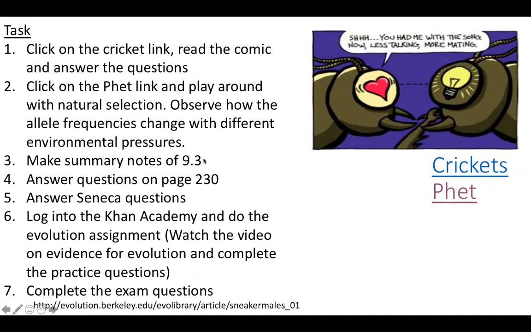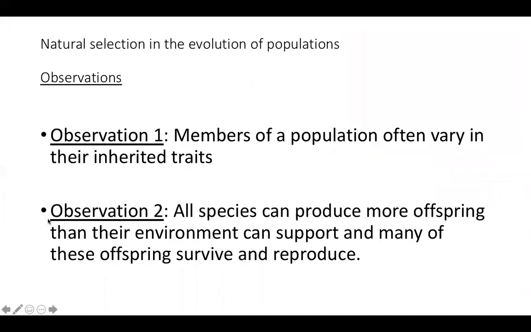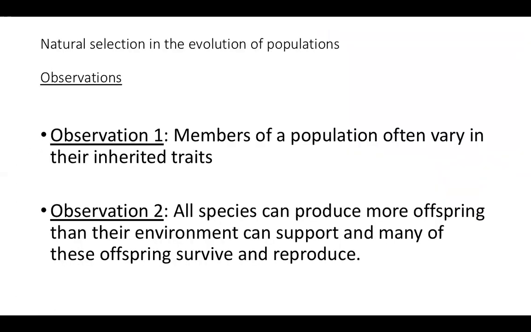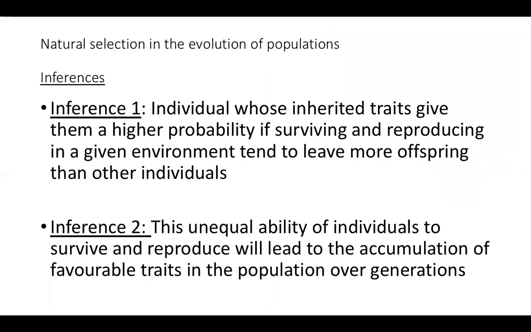Make some summary notes of the whole of 9.3, answer the questions on page 230, answer the Seneca questions that I've set on Seneca, log into the Khan Academy, oopsie daisy, and do the evolution assignment. That's going to be watching a video on evidence for evolution and completing the practice questions. And then there's a couple of exam questions that I'm going to give you, so could you complete those as well? Okay, I'll put this PowerPoint on the assignments tab so you can have a look at it. It's got a little bit more information about natural selection on it as well.